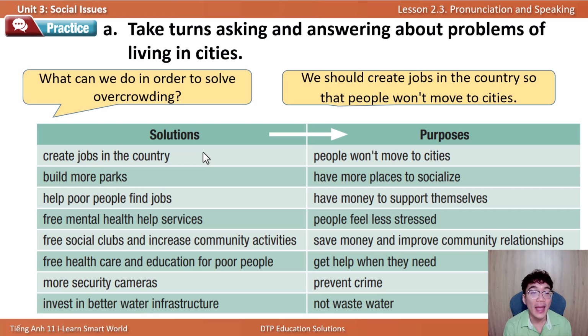So how about help poor people find jobs? So what question can you make? Think. Good. What can we do in order to solve poverty, right? Now we answer, we should help poor people find jobs so that they have money to support themselves. Now make one more question, please.